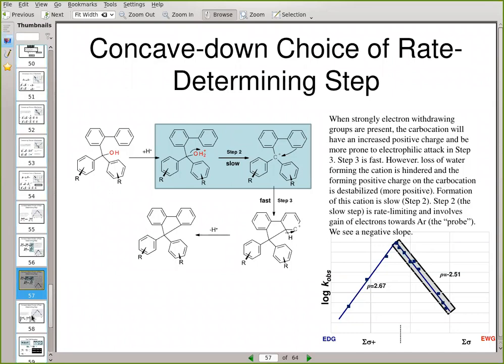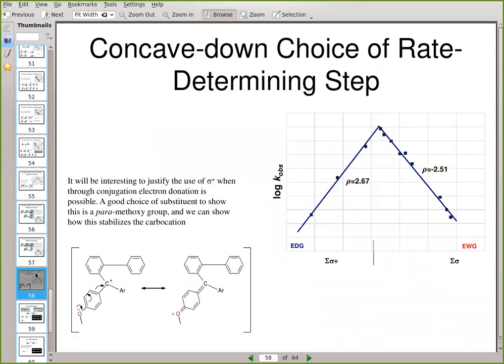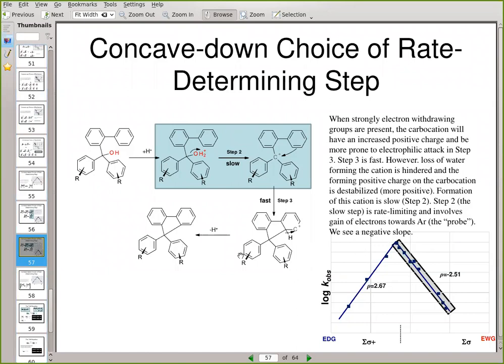And so what is happening here is that we have a choice of rate determining step. There is only one mechanism available to us. Let's move along the graph going from left to right. Start off with electron donating groups, and you find that step 3 is rate limiting.